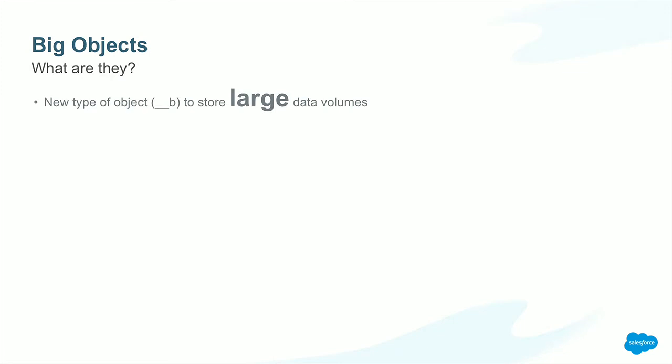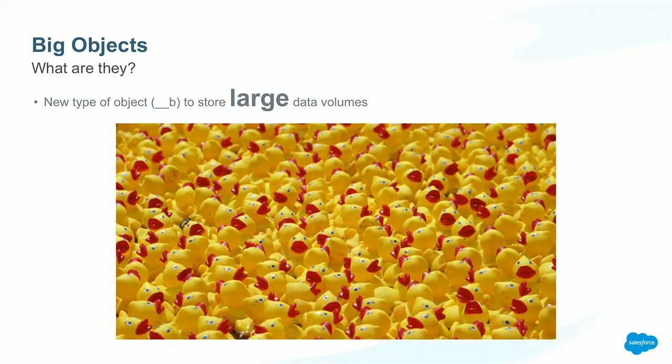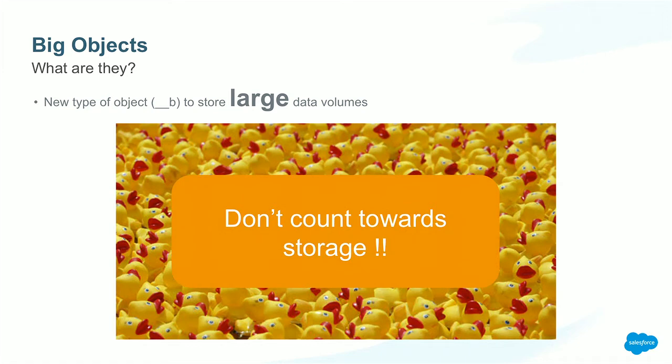So what are really big objects? It's a new type of object that we can define in the organization, which lives in that highly scalable database, whose API name ends in __b. And it's there to support large data volumes. But the good news is that big objects won't count towards the storage limits of the organization. Isn't that fantastic, Agustina? Yeah, you made my day, Alba.